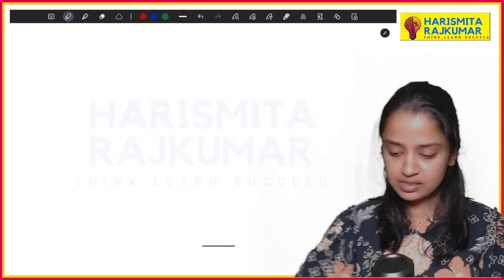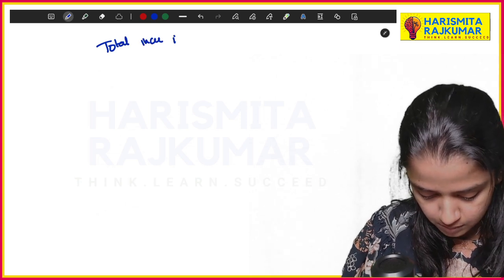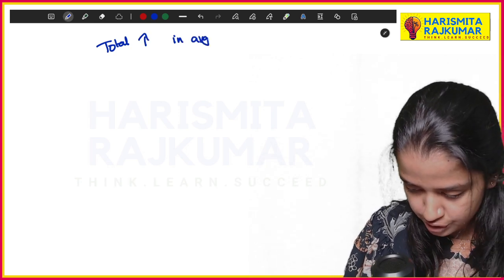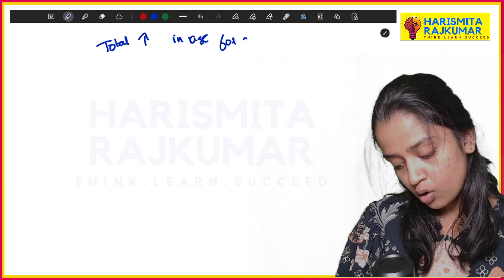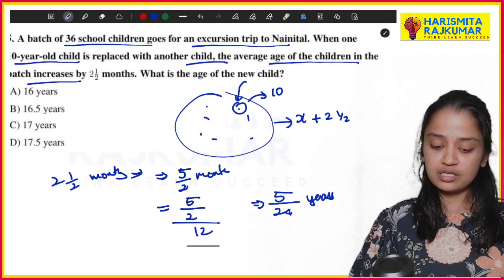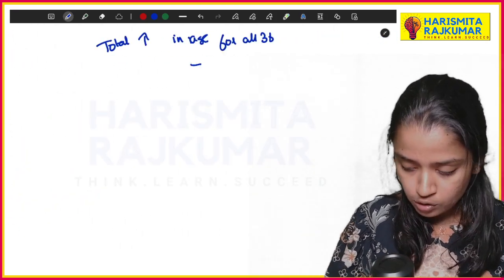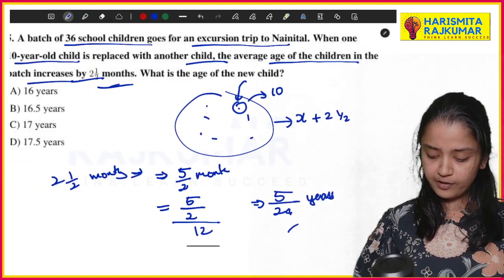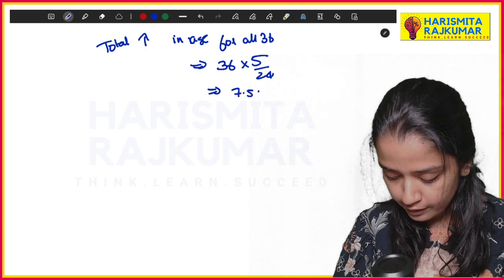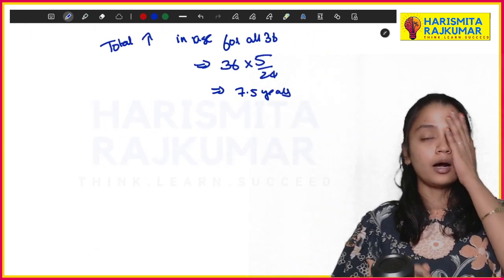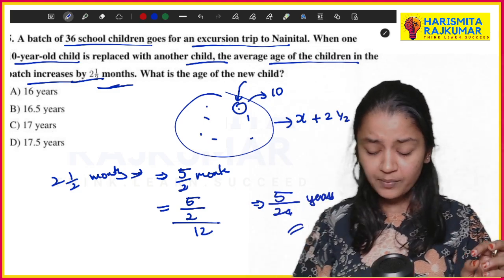Okay. Now the average is there, no? So what is the total increase in average age for all 36? What they're saying is that the average age of the children is increased by this many months. So for 36 children, you have to calculate how much it is. So for that, I'm just multiplying 36 into this average increase, which is 5/24. So I will be getting approximately 7.5 years. So it is the total increase, not the average.